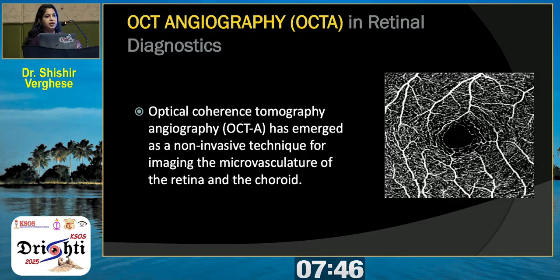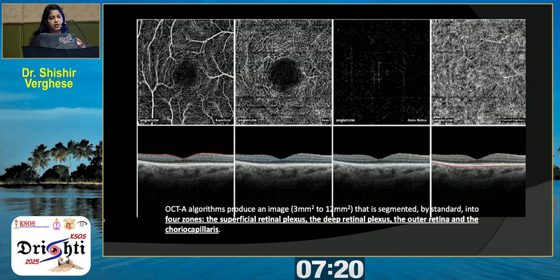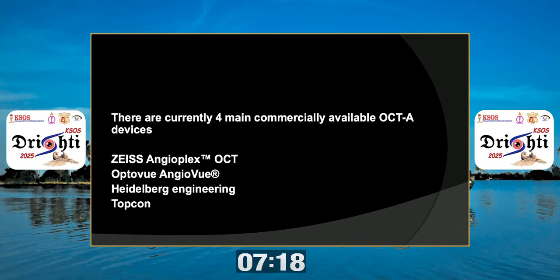Basically, we retina specialists, after OCT, want to know the retinal vasculature, what the abnormalities in the retinal vasculature are, and nowadays, rather than ordering an FFA, we would like to do a non-invasive procedure like OCTA. This is a common investigation we usually do in our OPD. Sir already discussed OCTA in detail.